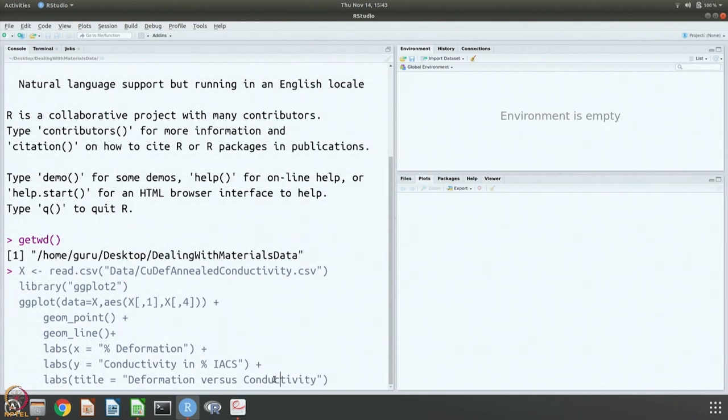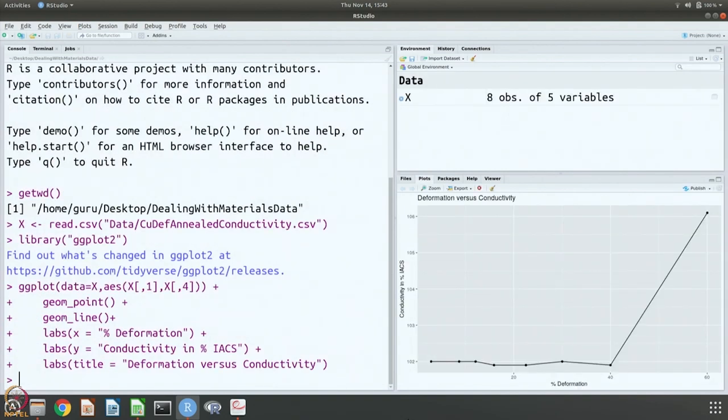Let us do this. So, if you see, then you get a plot like this. And I have seen sometimes this kind of plot being interpreted as follows. So, initially the conductivity remains a constant with deformation. These are annealed samples, and then it decreases, then it increases, then it decreases, and then it increases a lot, right? If you just look at the data and if you just join them by points, that seems to be the way the data is behaving.